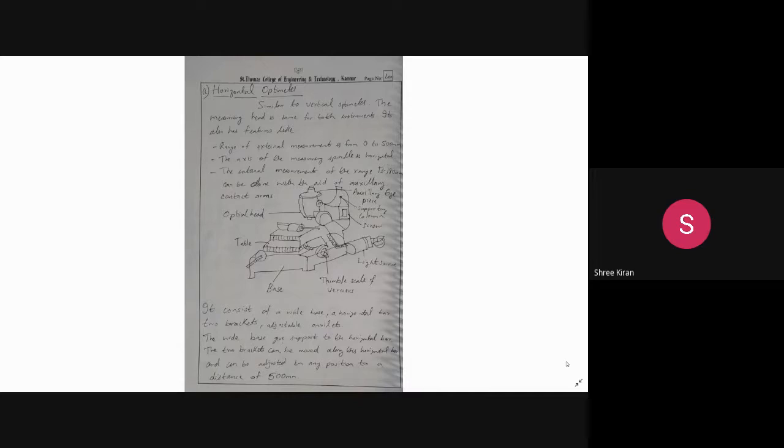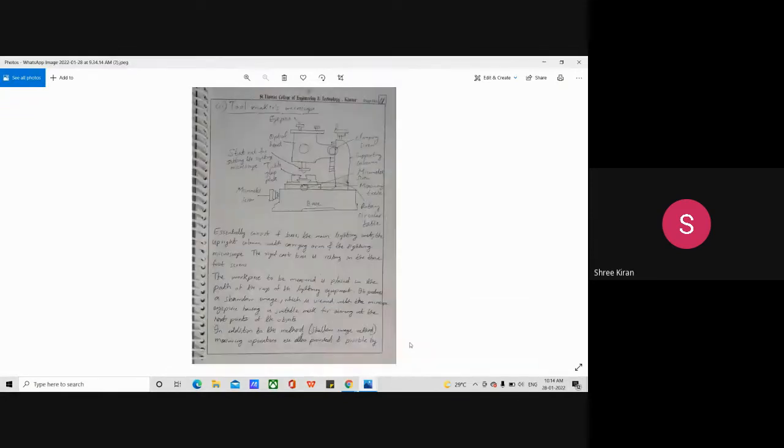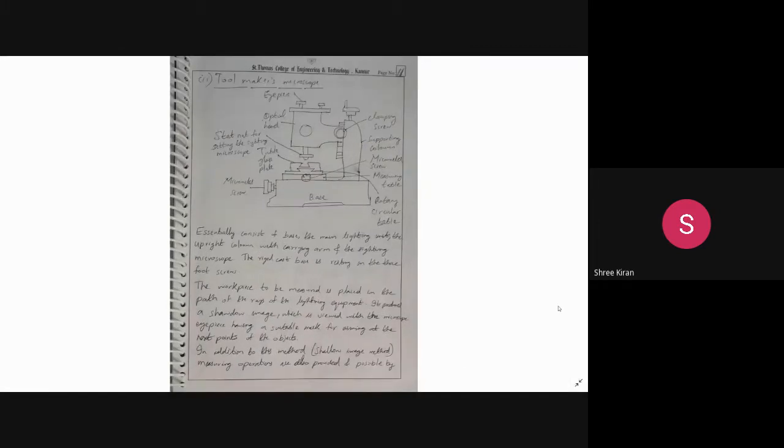So today we have discussed the optical optimeter and its various types: one is the vertical optimeter and the second is the horizontal optimeter. There are three of them, and the final one is named the tool maker's microscope. This will be most familiar to you, since you have seen it.